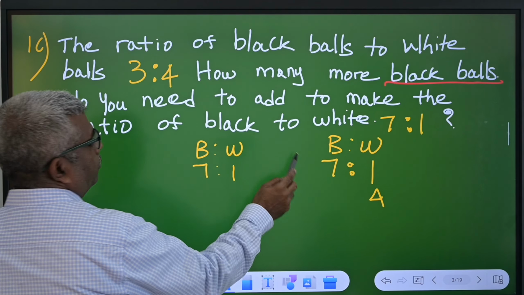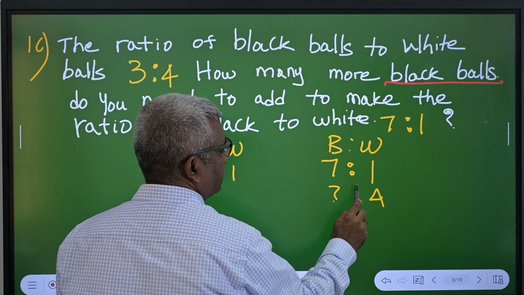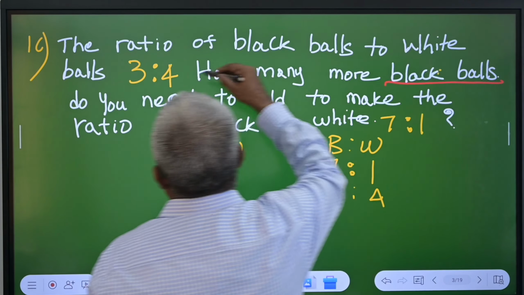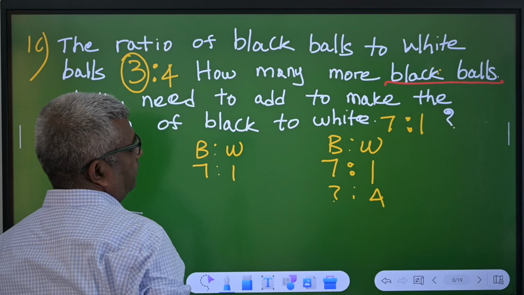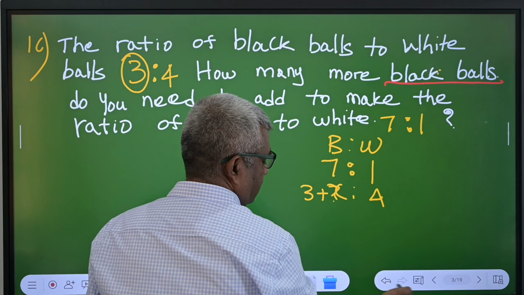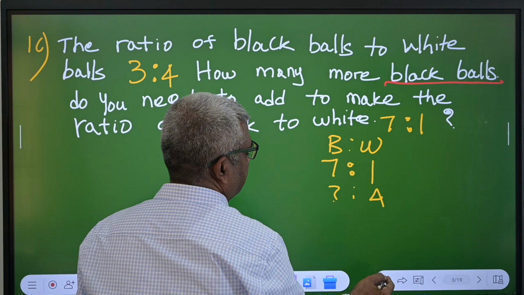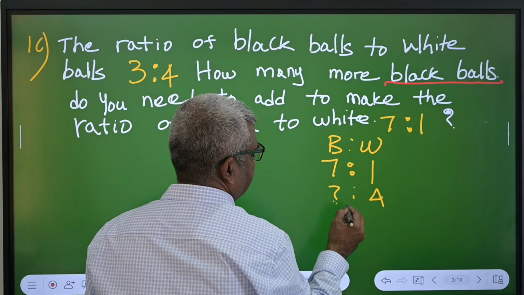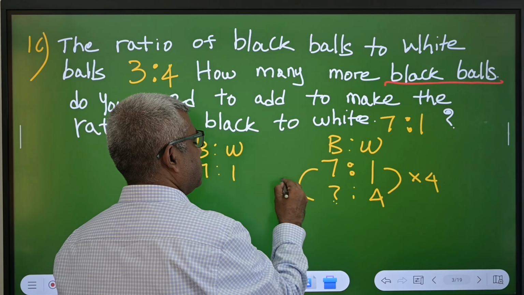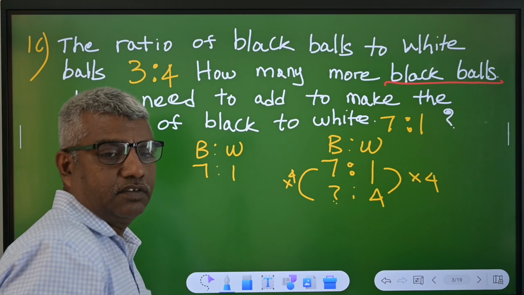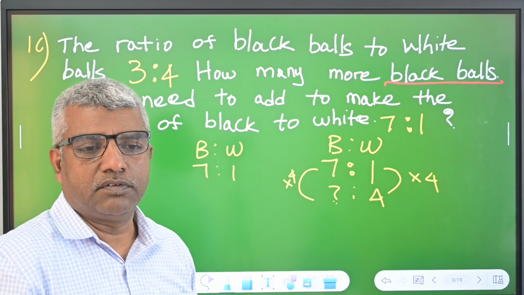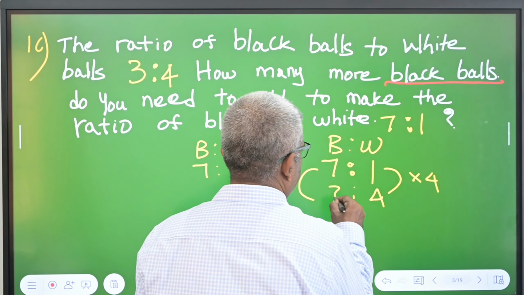I cannot put 3. Why can I not put 3? Because black balls are added. This is going to be disturbed. So 3 plus x. We have to find out what it is. 7 times 4? New. A bit louder. 20.